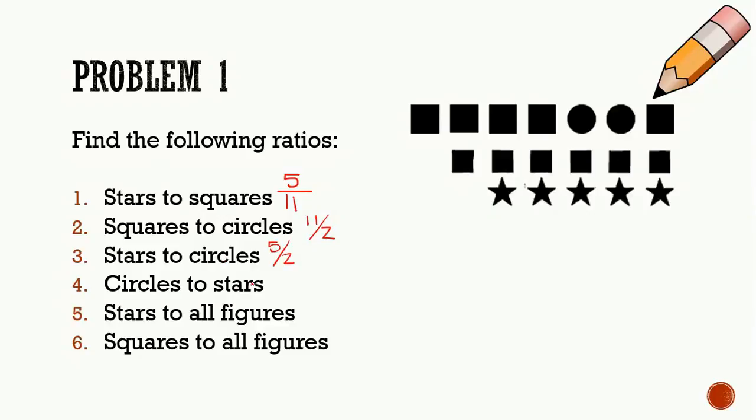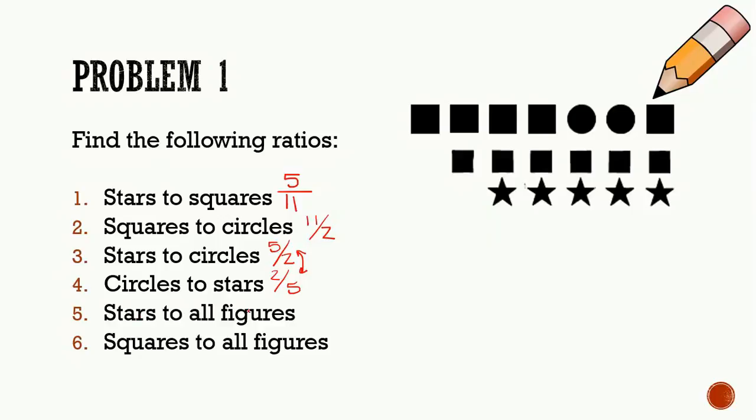Circles to stars. Now you're probably thinking, well, that's the same answer. It's actually not. Because circles is 2 and stars is 5, right? I have 2 circles, 5 stars. Notice how they are reciprocals of one another. They're flipped because I'm flipping the ratio around.